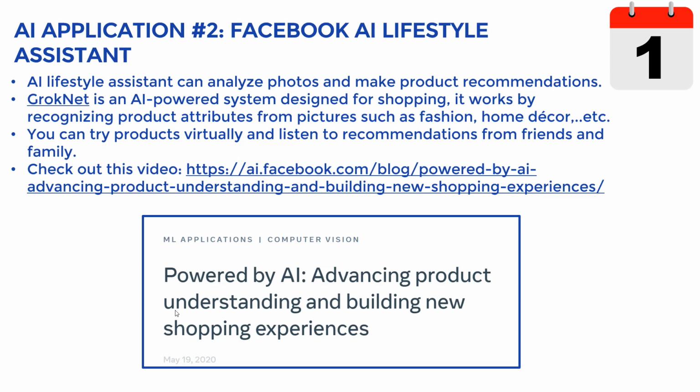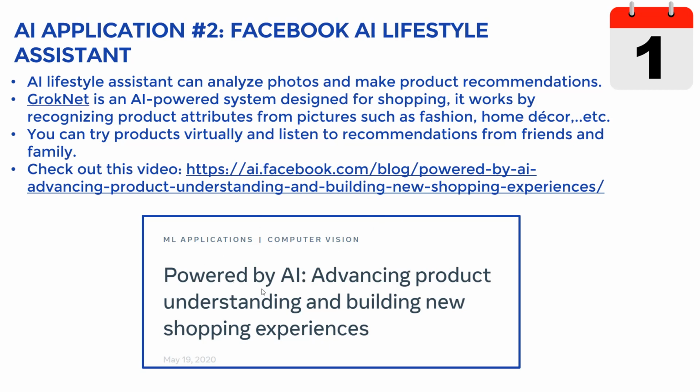The second application that I wanted to show you guys, which is closely related to our project, is known as Facebook AI Lifestyle Assistant. The AI Lifestyle Assistant can analyze photos and make product recommendations. There is an artificial neural network known as GrokNet, and essentially it's an AI-powered system that is designed for shopping. It simply works by recognizing product attributes from pictures, such as fashion, home decor, and so on. Essentially, you can try products virtually and listen to recommendations from friends and family.